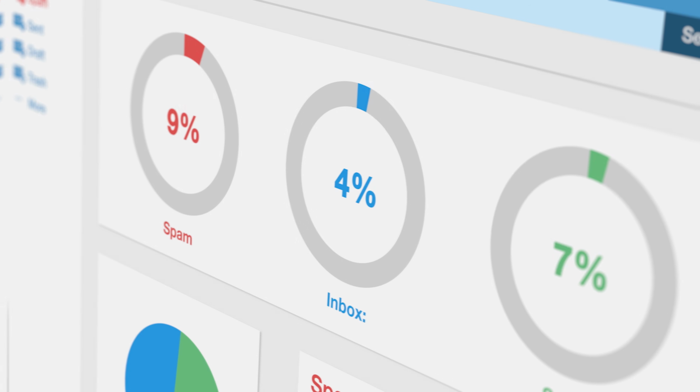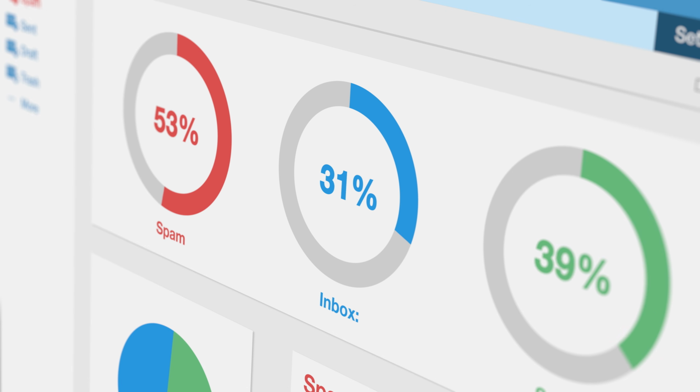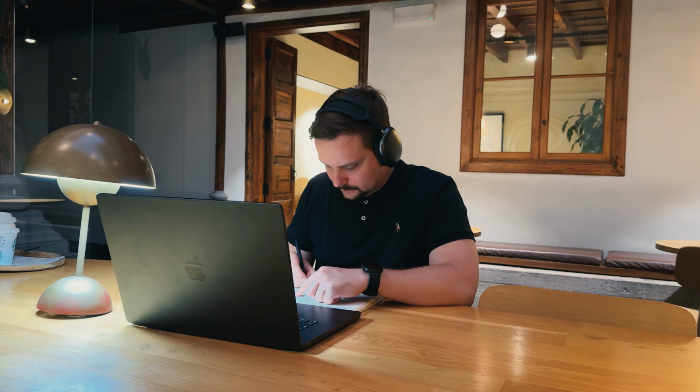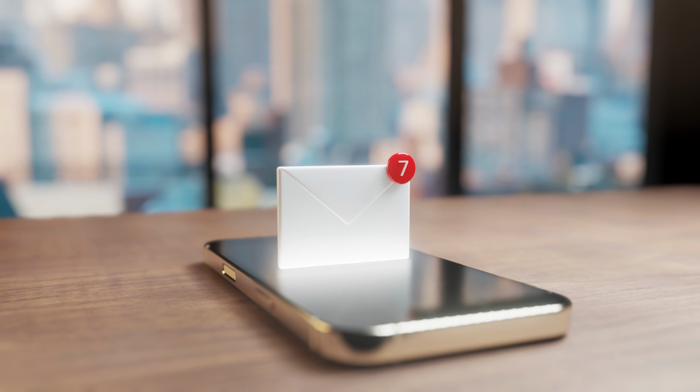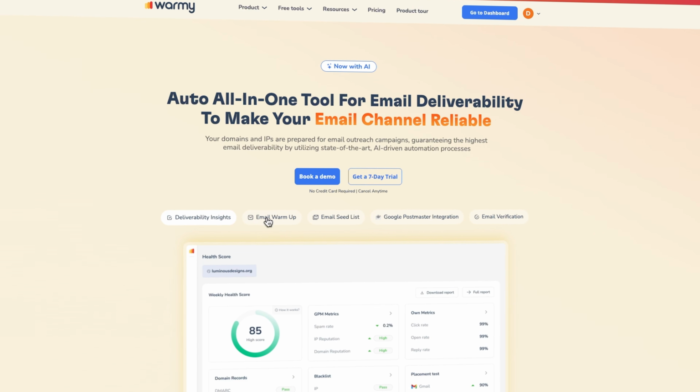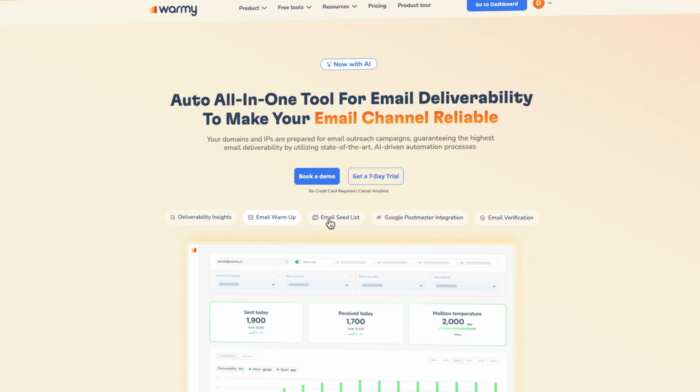Guys, if you work with cold outreach or email marketing, your biggest problem is the spam folder. You can write a great email, but if Google or Outlook doesn't trust the sender, it simply won't be seen. That's why inbox placement matters more than the copy itself. And in this video, we're taking a look at a platform called Warmy AI.